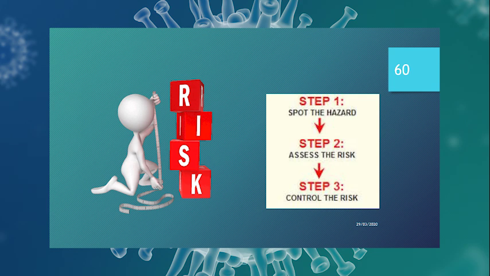Once you've spotted the hazard, assess the risk. So how do I assess my risk? How close am I to that person? What protections are there in place from the cough or the sneeze? And then control the risk. What is it that I can do to control that risk? And that is where I want to introduce the concept of hierarchy of controls.